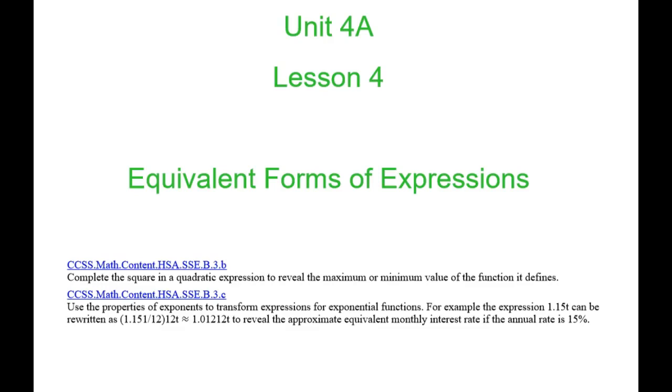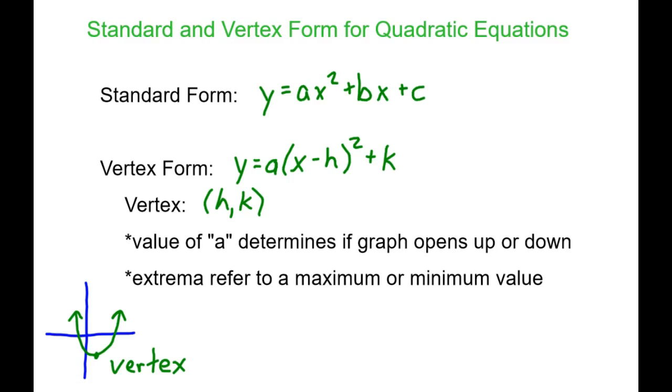Unit 4A, Lesson 4. In this lesson, we're going to discuss the difference between standard form and vertex form for quadratic equations, and then we're going to look at vertex form and analyze how to identify the extrema based on the equation. So first we'll look at standard form, and that's what you've been working with so far in this unit. It's y equals ax squared plus bx plus c. Then we have vertex form, which is y equals a times the quantity of x minus h squared plus k.